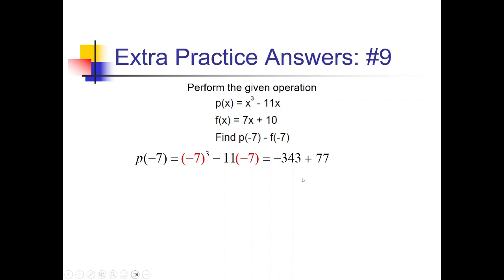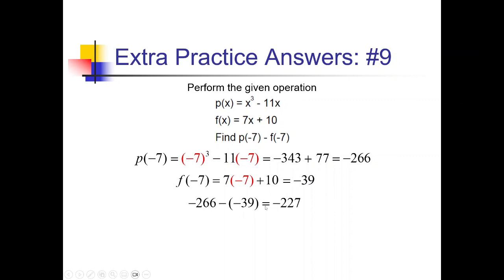So let me think here. That would be negative 266. Yep, if we add those together. Now we'll do f of negative 7. That's 7 times negative 7 plus 10. That's negative 49 plus 10, which is negative 39. And now if we do negative 266 minus negative 39, that's really plus 39, giving us, let's see here, is that negative 227, I think? Yep, negative 227. There we go.